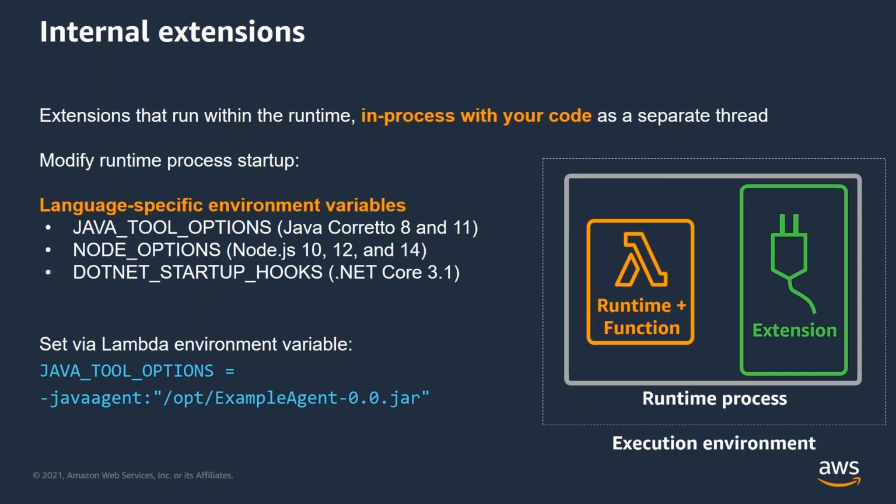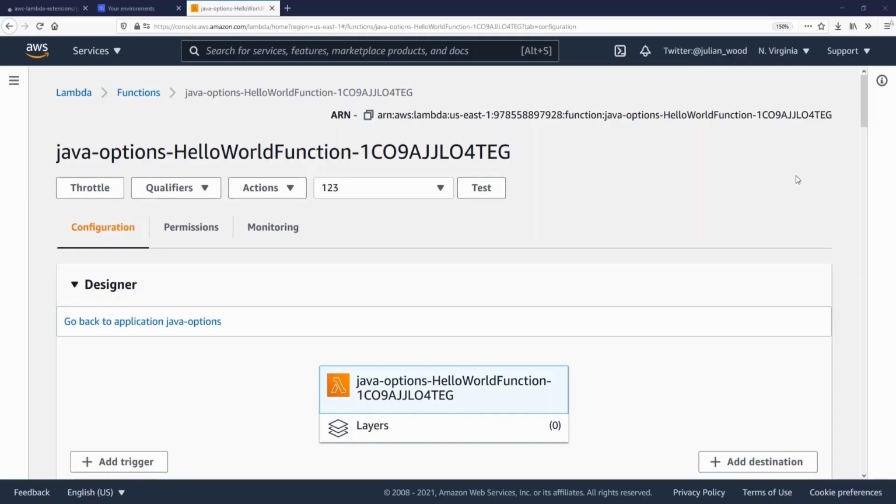And you don't need to modify your code to add the agent, and in this way, internal extensions can also be used to auto-instrument your code. And using language-specific environment variables is a preferred way to set up startup properties.